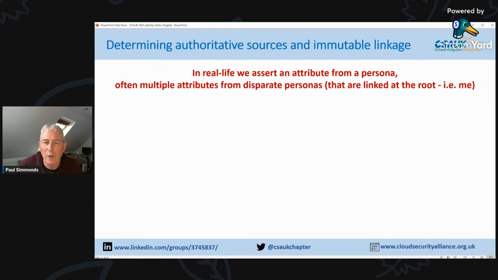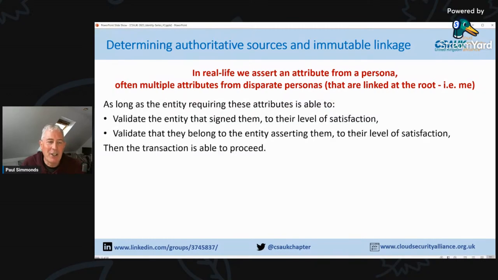And in real life, we assert an attribute from a persona. Often it's multiple attributes from disparate personas, but they're all linked as being mine. The trick here is that the entity is required to validate the entity that signed them to their level of satisfaction, and validate that they belong to the entity asserting them. In the case of Halifax, I had to go in with one piece of photo ID, either passport or driver's license, and then a utility bill, and then the bank account details and other bits and pieces. And they go, yeah, absolutely, the photo matches the person, the document says Paul Simmons, the utility bill also says Paul Simmons, and the deed of trust says Paul Simmons is allowed to sign as a trustee on this trust. They all match. Therefore, we're happy. They take photocopies and it's a 10-minute process. Away we go.